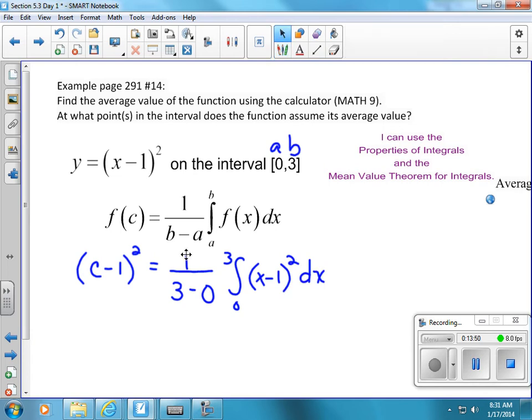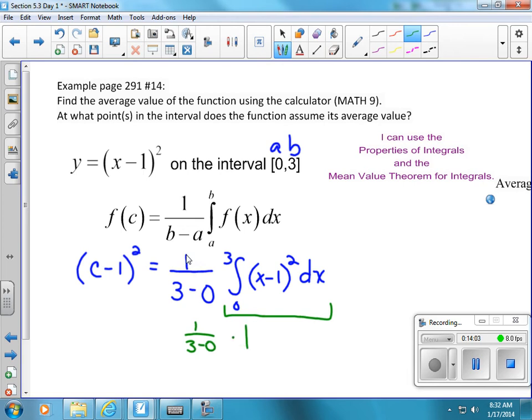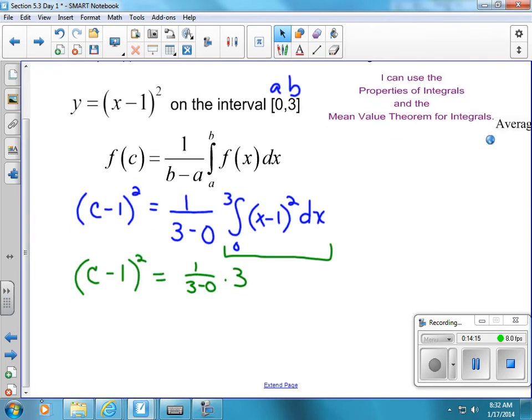Okay, we're going to put this value in your calculator. Do math 9, fill in the parts, and you get 1 over 3 minus 0 times 3 when you put that in your calculator. All right, so we'll learn other ways to do that tomorrow. And we're still looking for c. All right, now we're going to do a little algebra. 3 over 3, well shoot, that equals 1.